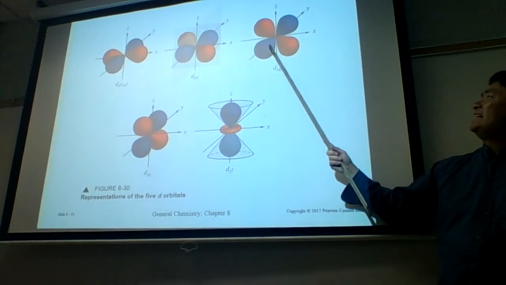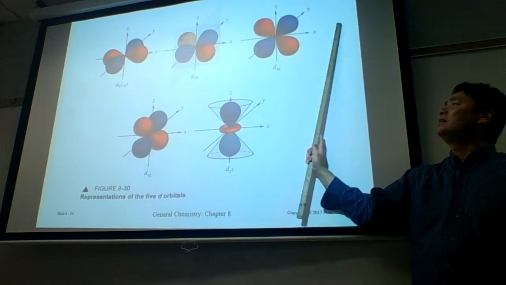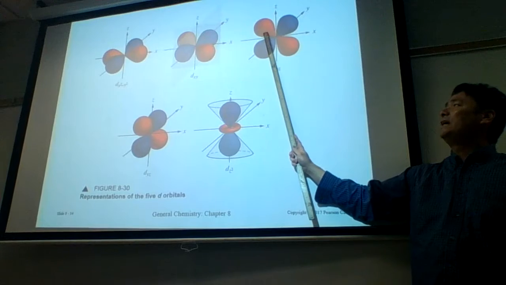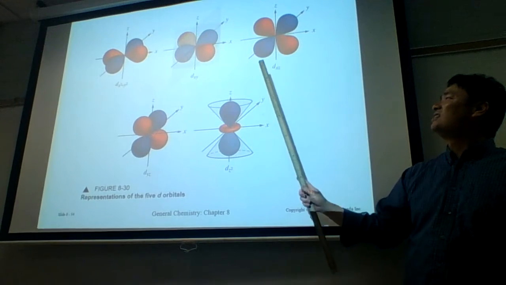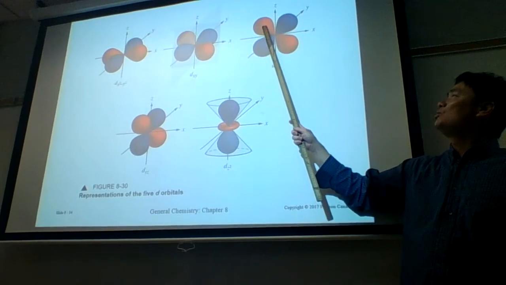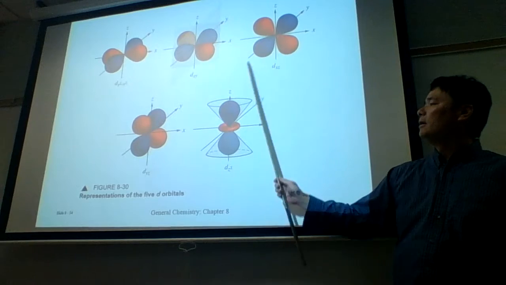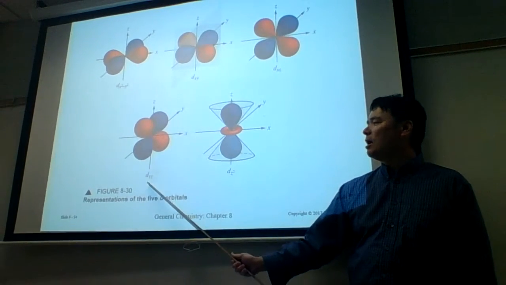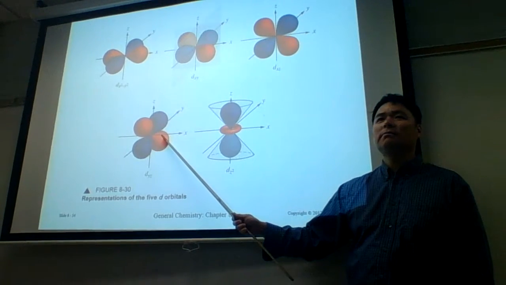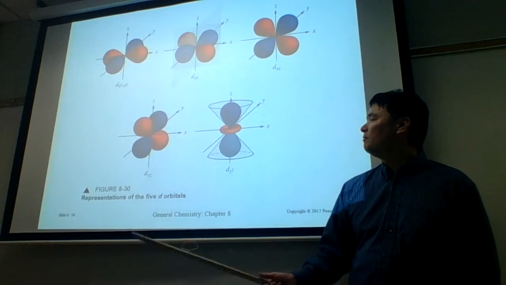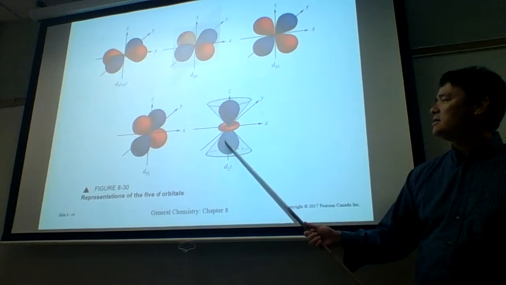Now take a look at the DXZ. The DXZ, we take this and then rotate it this way, 90 degrees, and now it's in the plane of the screen. This one's perpendicular to the screen. This one's now in the plane. And so it's in the XZ. And again, it's between the axes, not on the axes. And then if we take this one, rotate it 90 degrees this way, then we'll have this one. This one's perpendicular. The YZ plane comes perpendicular to the page. And so these two lobes stick out, these two lobes stick in. And then finally we have the DZ squared here. DZ squared, which has this little hula hoop, but it's on the Z axis here.